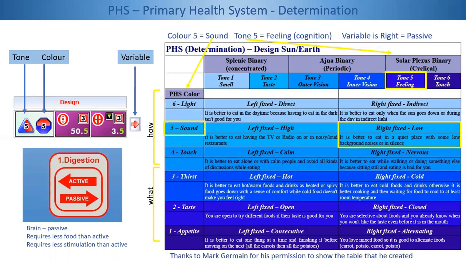And so that's in the solar plexus section over here. So it's the felt senses, and it puts this into the right hand column. So there's right fixed. This means that the variable arrow over here, you can see, is pointing to the right. And this says right fixed low. It's better to eat in a quiet place with some low background noises or in silence.